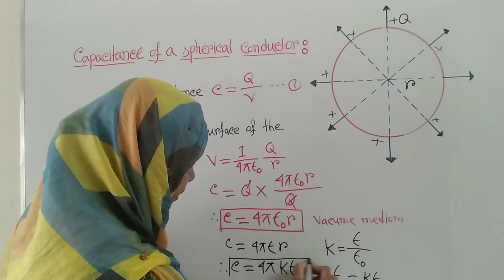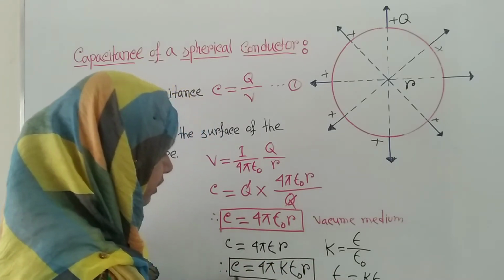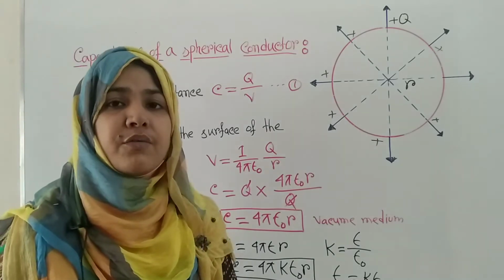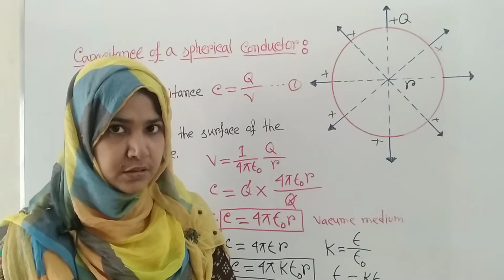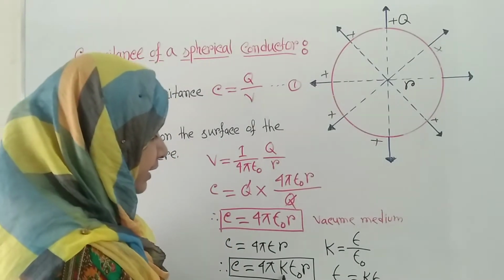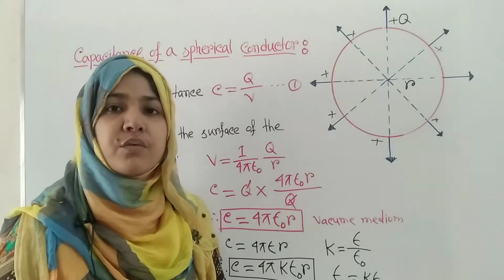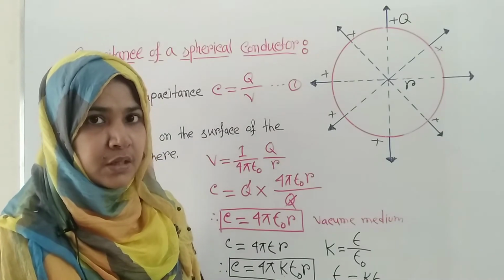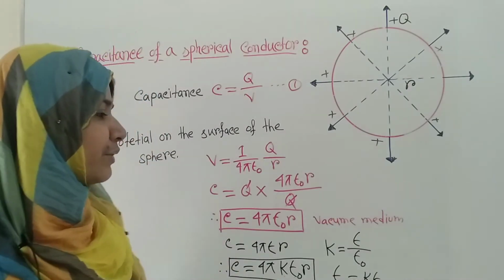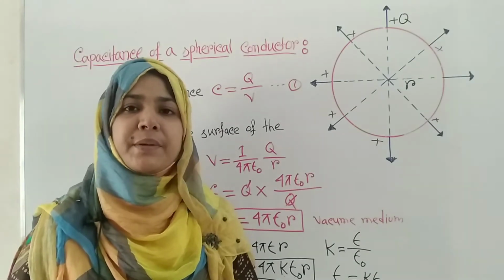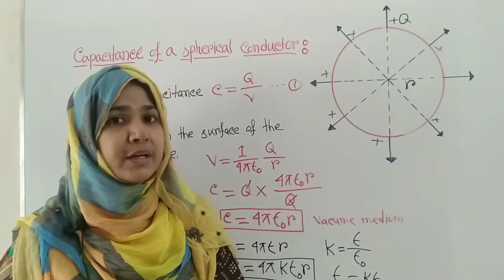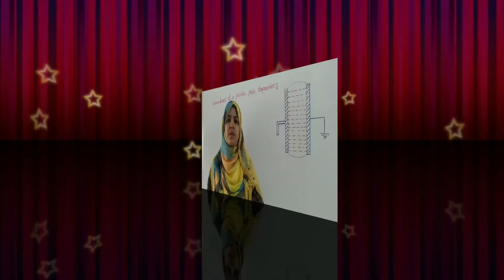So these two equations are for measuring the capacitance of a spherical shaped conductor. Here K means the dielectric constant, and epsilon naught is the permittivity of vacuum medium. With the help of these two equations, we can easily calculate the capacitance of a spherical shaped conductor in the given medium.